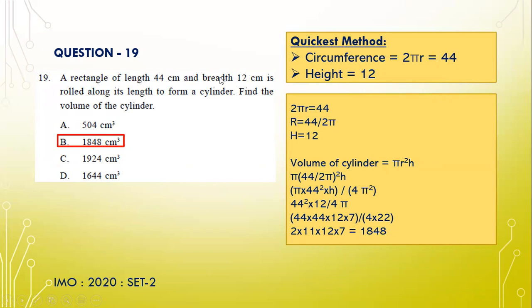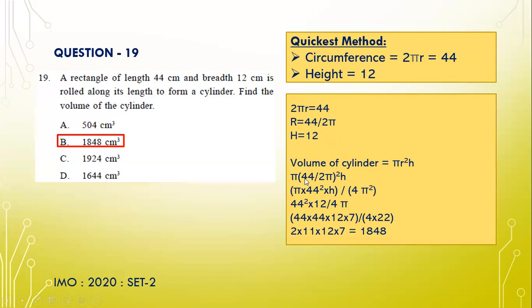2 pi r is 44 and breadth will be the height because it is rolled along the length to form a cylinder. So breadth will be the height of the cylinder. So height is 12. So 2 pi r is 44. So what is r? Radius will be 44 upon 2 pi and height h will be 12. What is volume of cylinder? It is pi r square h. So pi into what is r? 44 upon 2 pi, (44 upon 2 pi) whole square into h, isn't it?